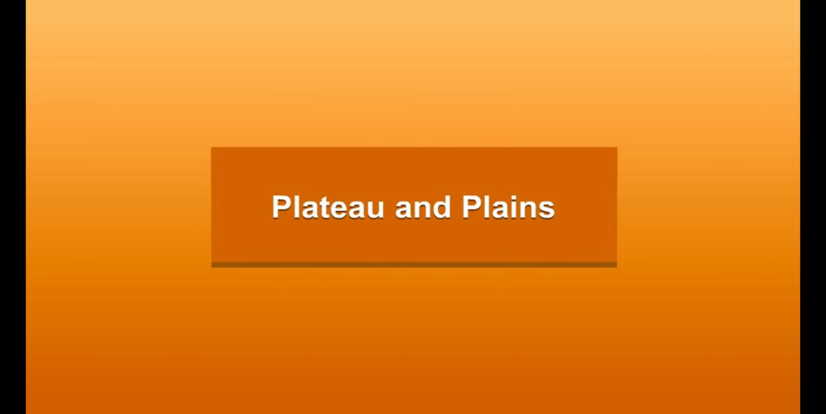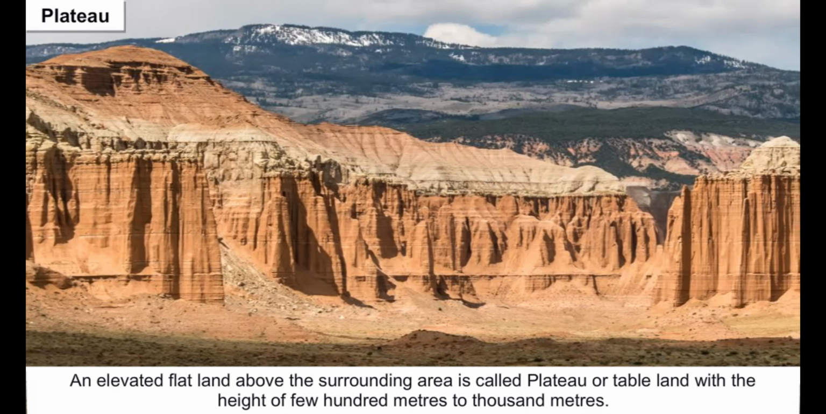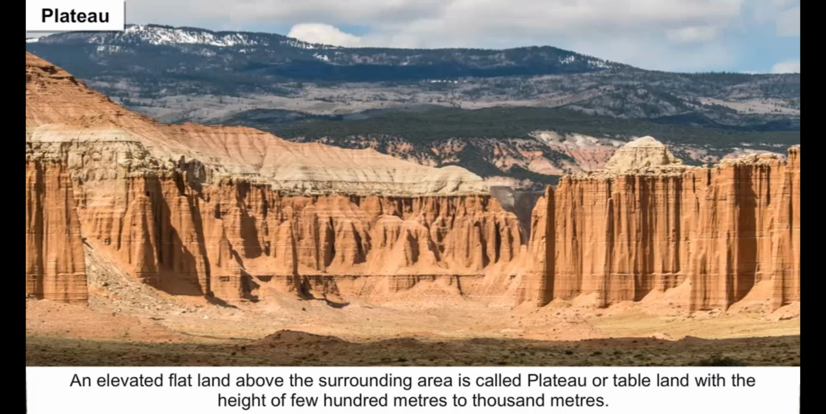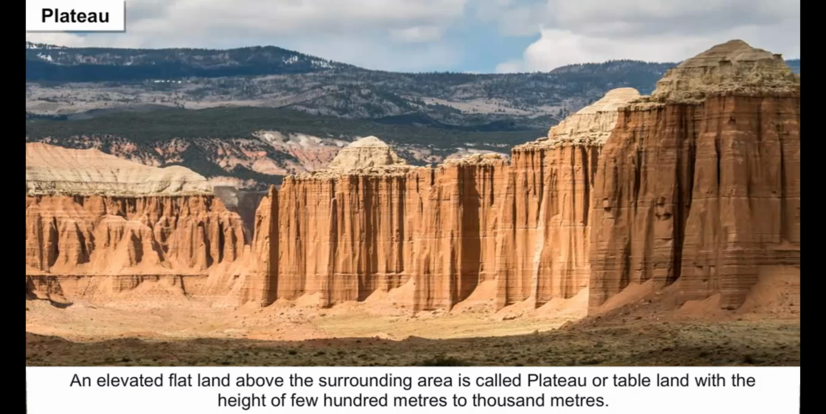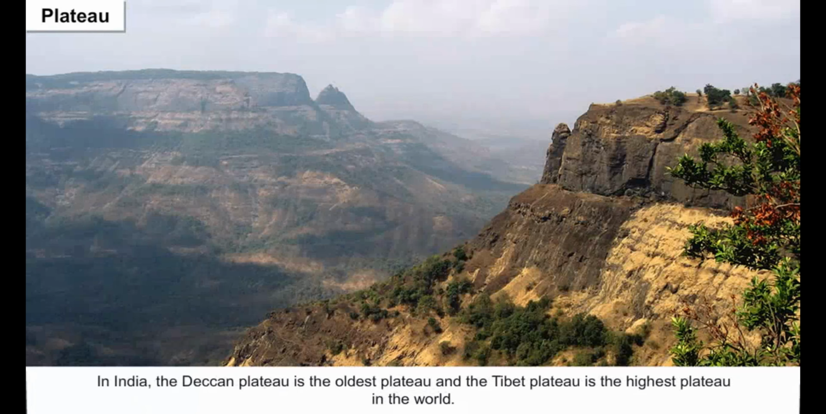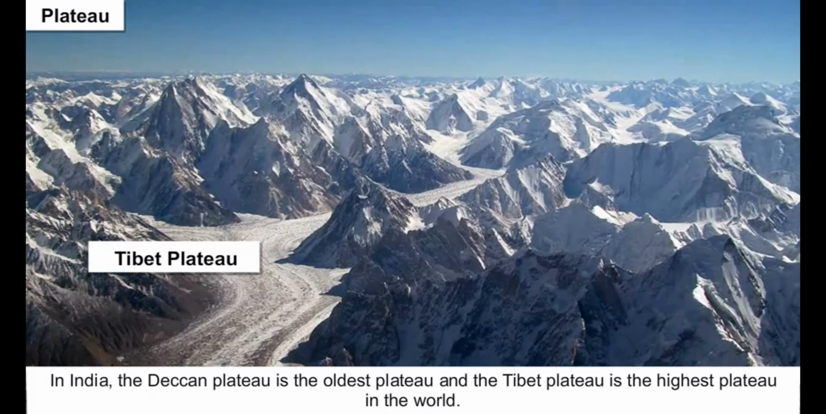Plateau and plains. Plateau. An elevated flatland above the surrounding area is called plateau or tableland with the height of few hundred meters to 1,000 meters. In India, the Deccan Plateau is the oldest plateau and the Tibet Plateau is the highest plateau in the world.